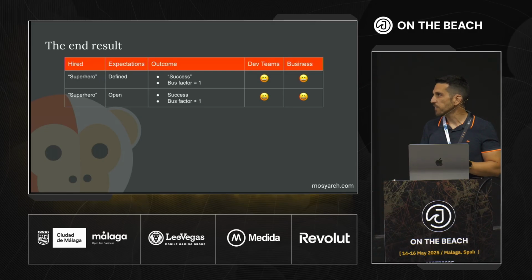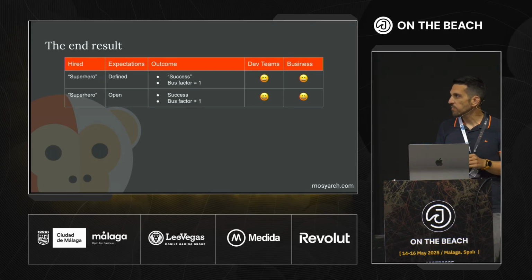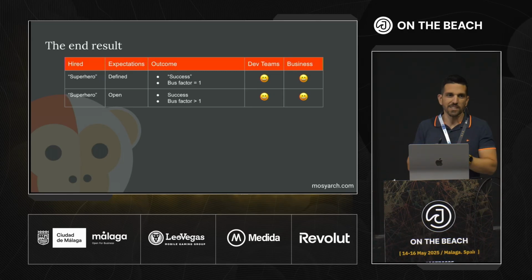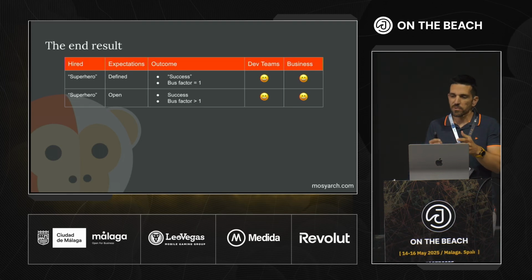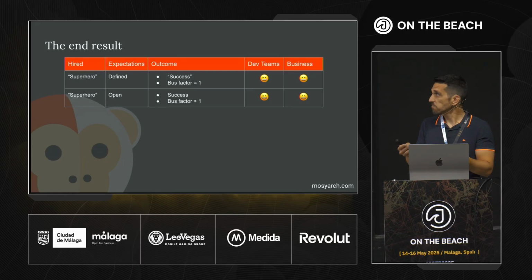Then there can be different end results. They find a superhero, maybe someone who was good in the interview at saying that they are good at everything. And then there are two possible outcomes here. They depend on whether the expectations or the constraints for this person are very well defined. If this person has a very well-defined scope of what to do, this ends up in a success story. So the technical people will be happy. Business people will be happy.